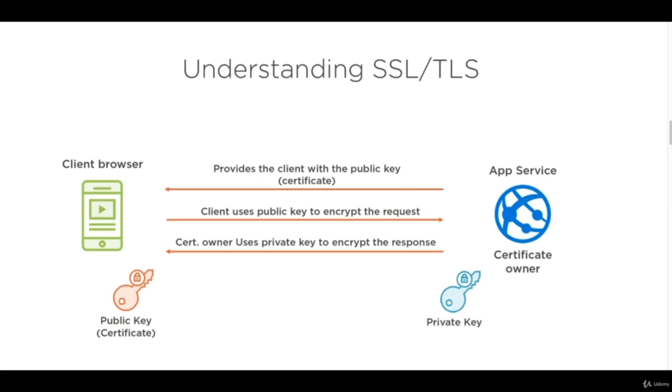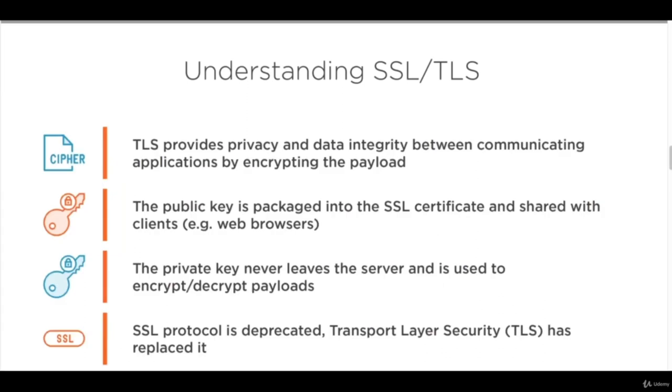It processes the request, generates a response, and encrypts the response using the private key and sends it back to the client. And as mentioned before, the client is going to use the public key to decrypt the return response to the server. TLS, which is the newer version of SSL, provides privacy and data integrity between communicating applications by encrypting the payload. The public key is packaged into an SSL certificate and shared with clients, for example, web browsers or any other client who wishes to communicate securely with the server. The private key never leaves the server and is used to encrypt and decrypt the payloads.